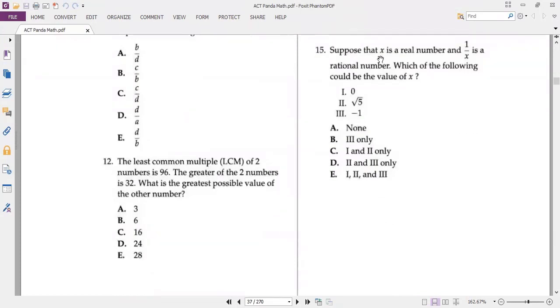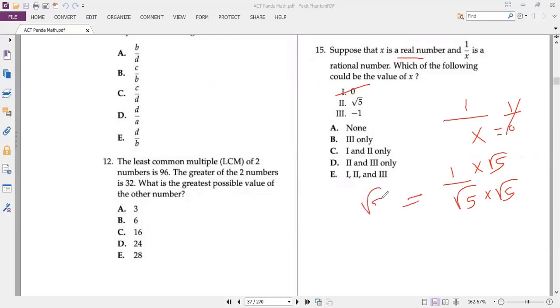Number 15, the last one in this chapter. Suppose that x is a real number and 1 over x is a rational number. Which of the following could be the value of x? So 1 over x cannot be 0 at all, because 1 over 0 cannot be. 1 over root 5 is an irrational number.